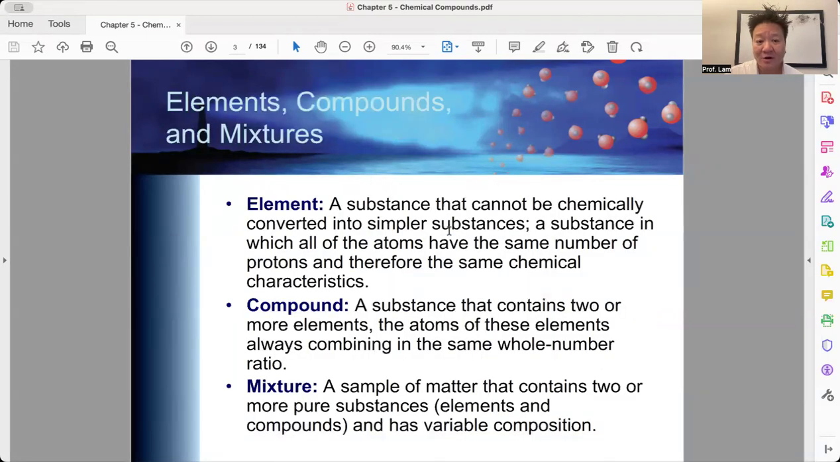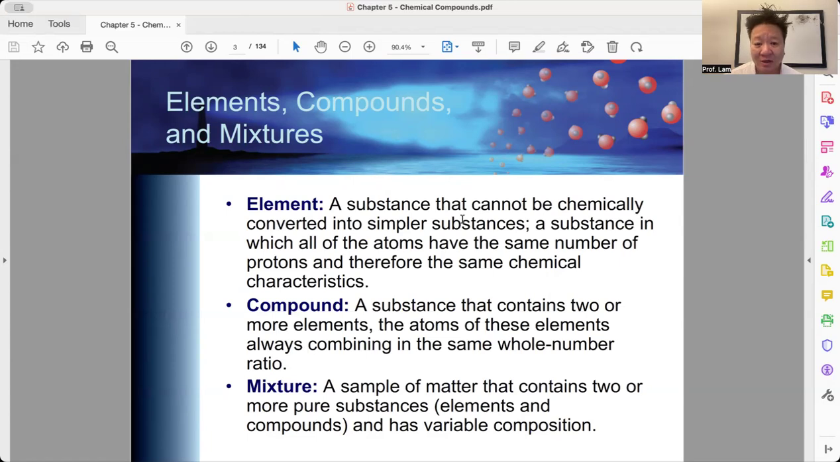Okay, so there are three terms that you guys should know, and their differences. We're going to classify all types of matter into elements, compounds, and mixtures. Let's define it. An element is a substance that cannot be chemically converted to simpler substances. So it really is the simplest unit of a substance. If you break it down further, it will no longer be that element. You start to get into subatomic particles, so it really is the smallest unit that you can have.